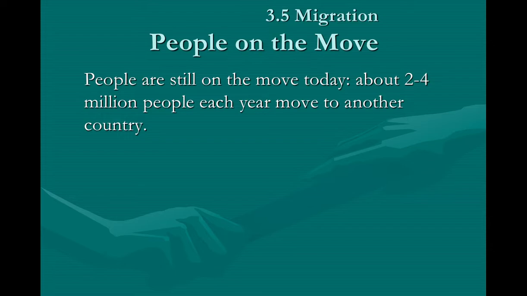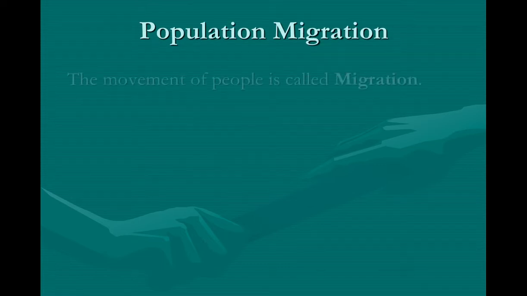But people are still on the move today. People move for certain reasons. We're going to talk about those reasons in just a moment. But anywhere from 2 to 4 million people each year move into another country. They migrate out of one country and into another one. The movement of people, if you would write this down, is migration. This is a formal definition of migration, the movement of people, very simple.